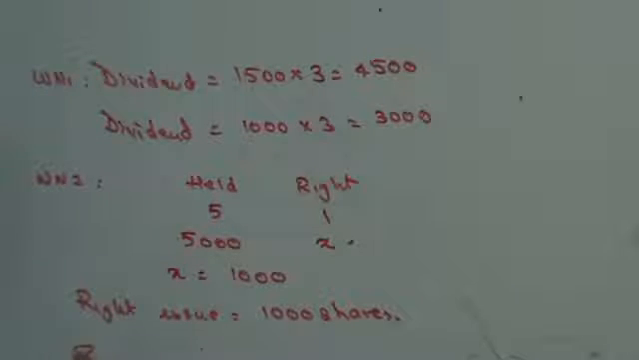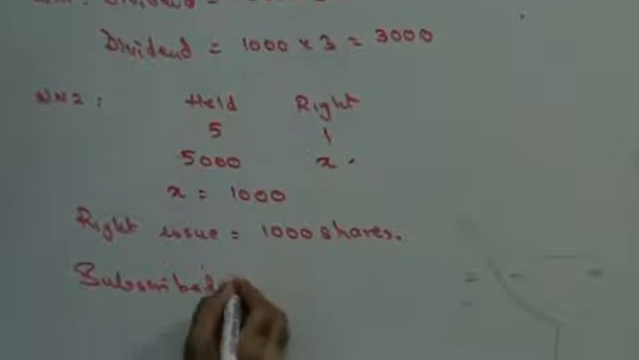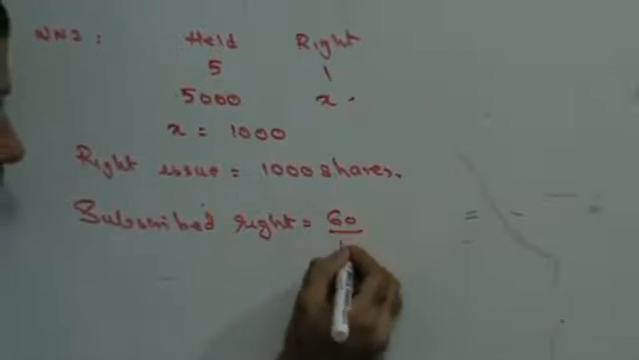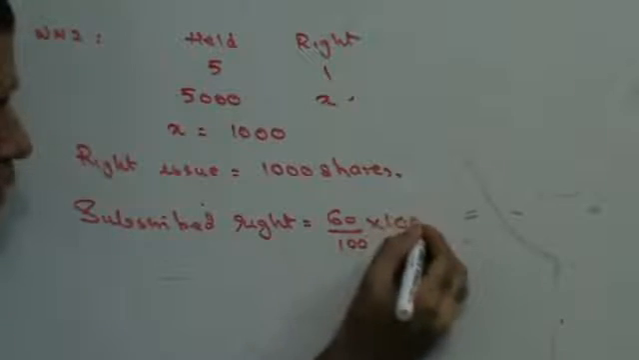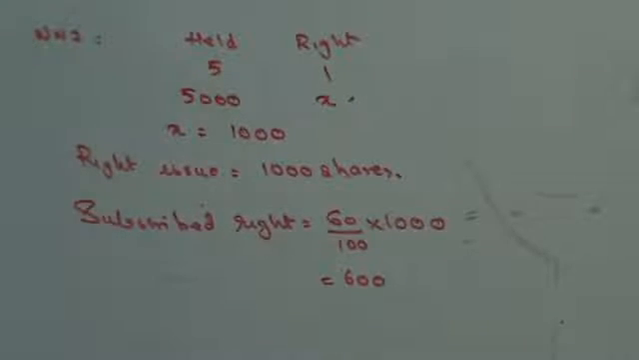Now, he subscribed to only 60% of the shares. So in the rights issue, you are subscribing only to 60% of the shares that you are entitled to. So, you are going to subscribe for 600 shares. Fine, do we get this thing clear?